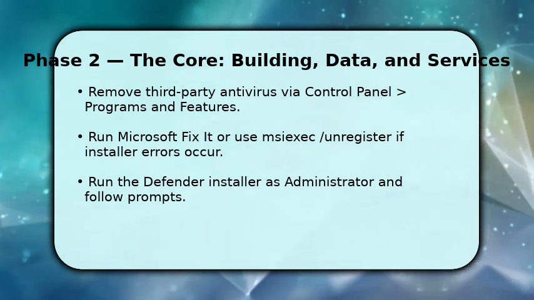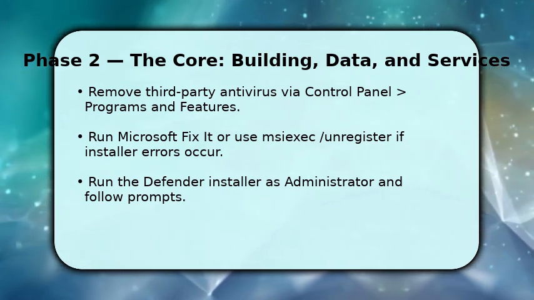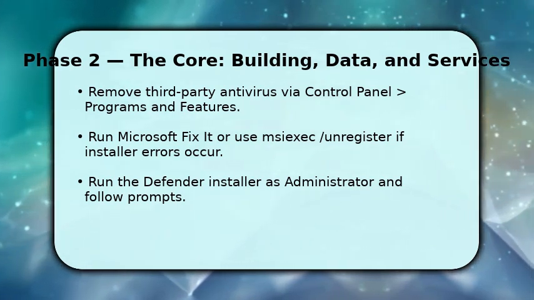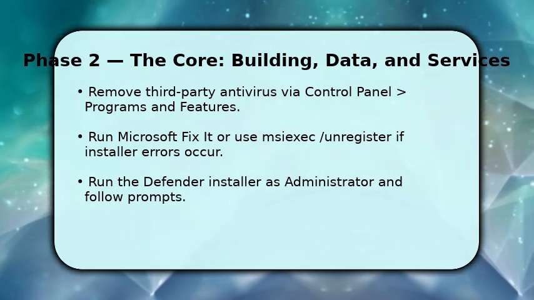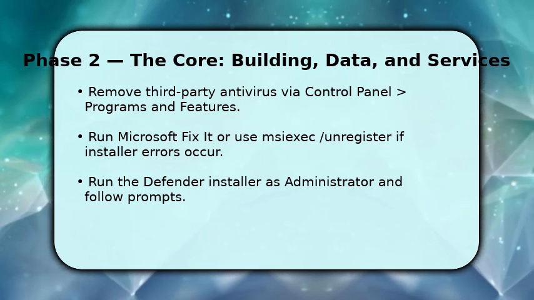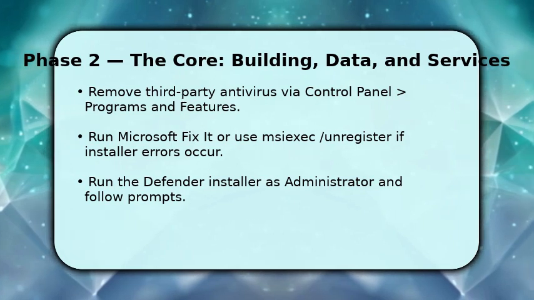installer errors. This repairs Windows Installer behavior. Next, right-click the Windows Defender installer and choose Run as administrator. This prevents permission failures. Follow on-screen prompts, accept terms, and let the installer add services and definitions. This may take several minutes.